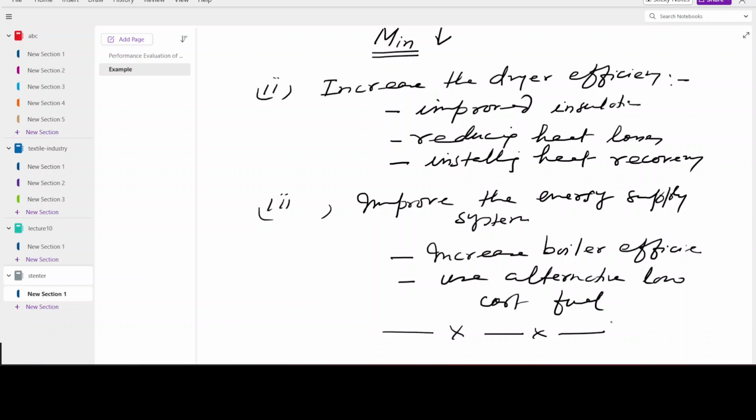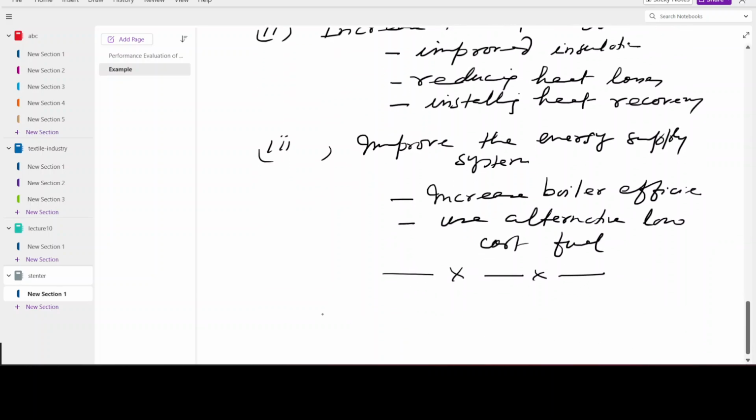In the next class, we will study performance evaluation of dyeing machine.